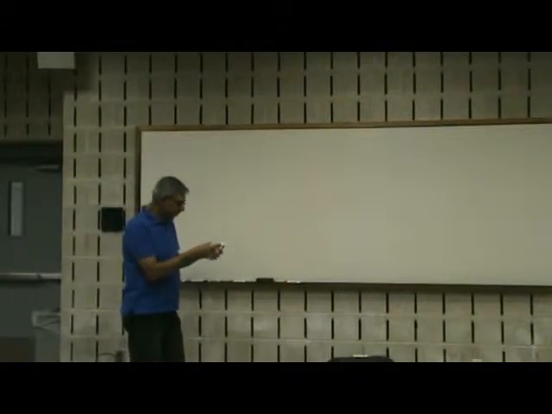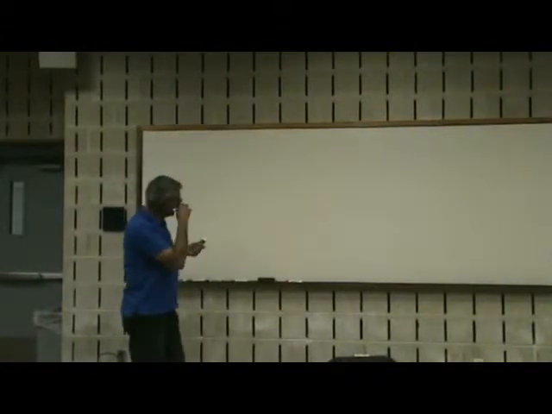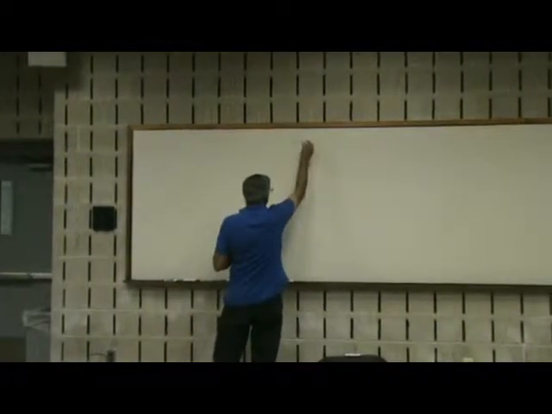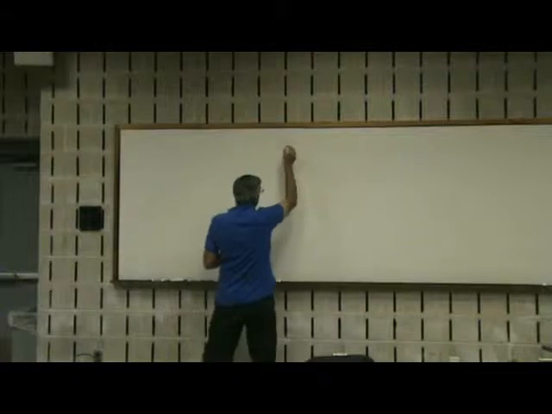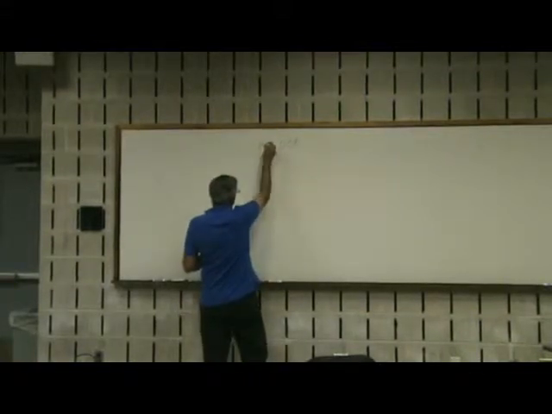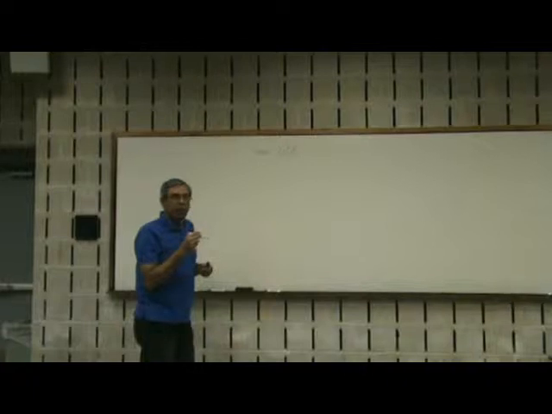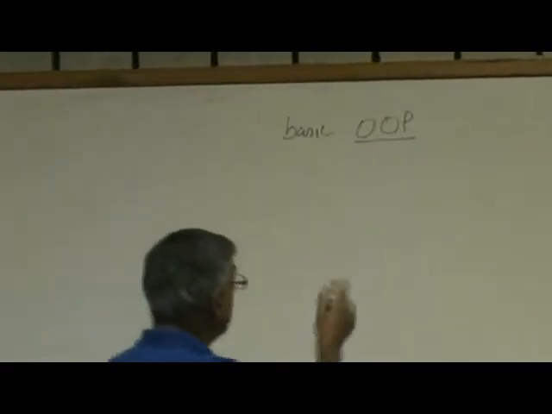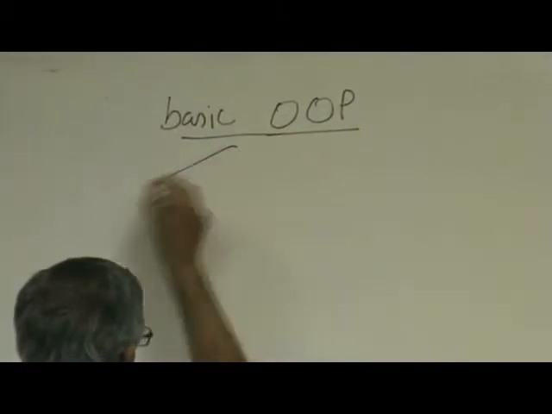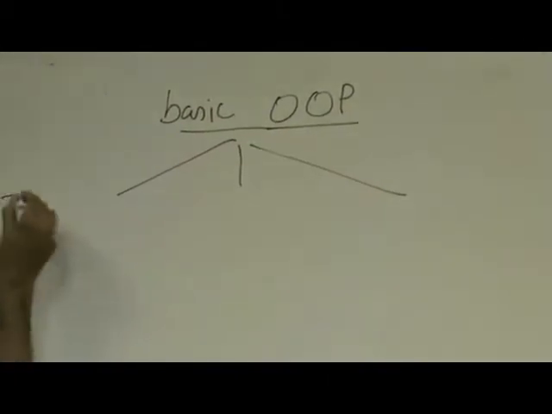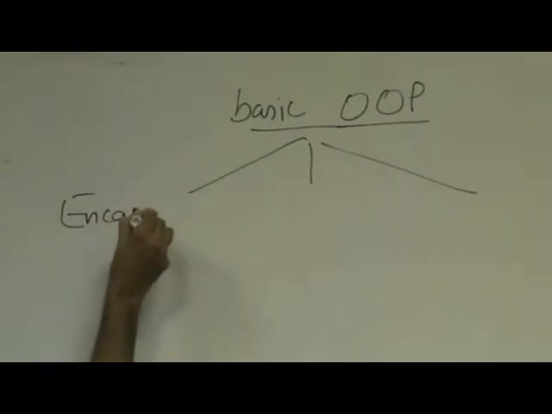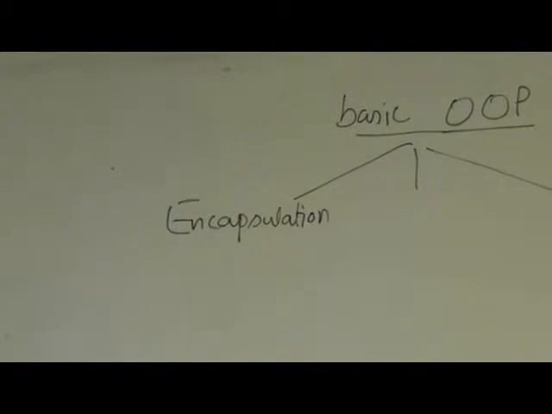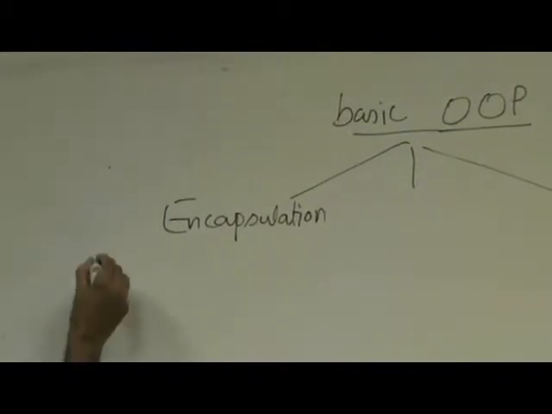Okay, so hopefully everybody's following our concepts related to object-oriented programming so far. Hopefully today we'll finish the basic object-oriented programming and start to take a look at slightly more involved things. Three concepts in basic object-oriented programming as far as C# is concerned: encapsulation.